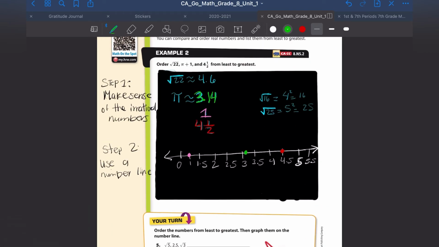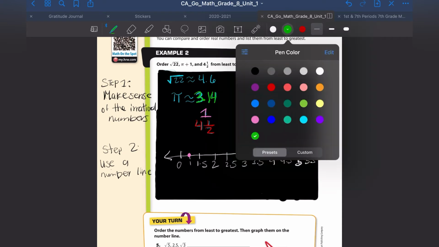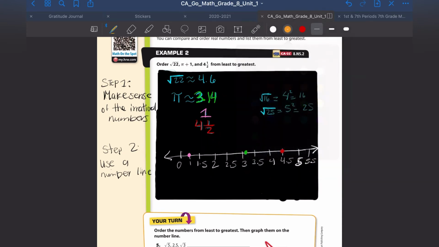here, right? But it's more than 3, so somewhere around there. And our last one is 4.6. 4.6 is greater than 4.5, so somewhere around here. Okay, so we have our numbers in order on the number line, and then we just follow the order.